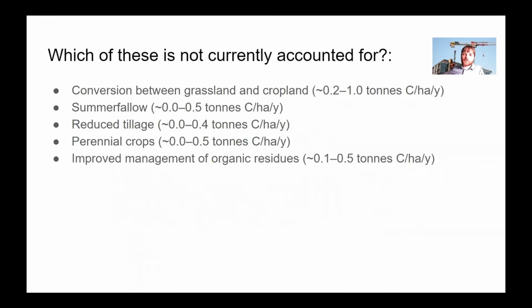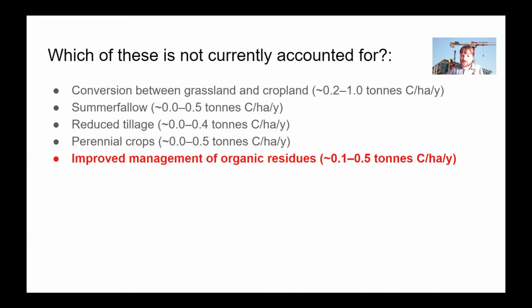So in Canada, we use this model in order to estimate carbon sequestration under things like converting grassland to cropland, fields that employ summer fallow, fields that use reduced tillage, fields that change to perennial crops. But one thing we don't take into account are fields that use manure amendment or organic residues. It's too bad because the carbon sequestration that could be born from this is estimated to be about equivalent to the carbon sequestration from all the other land use changes that I just mentioned.